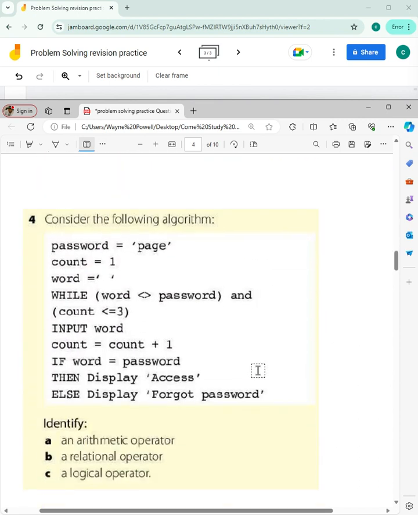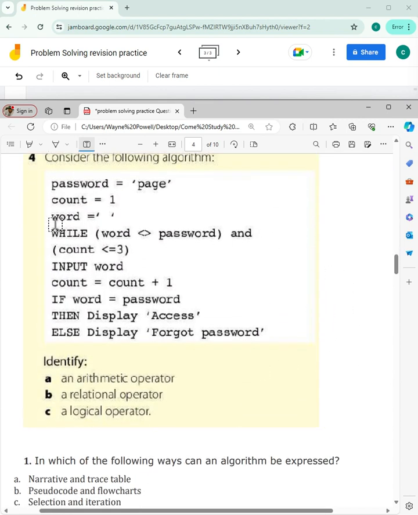All right, we're moving on. Next question. Consider the following algorithm. And this is the algorithm. What we're doing again is looking for the different operators that we would have revised: arithmetic, relational, and logical operators. Arithmetic operators deal with calculations. Relational operators do comparisons. And logical operators allow you to combine statements that are true or false. So let's see.